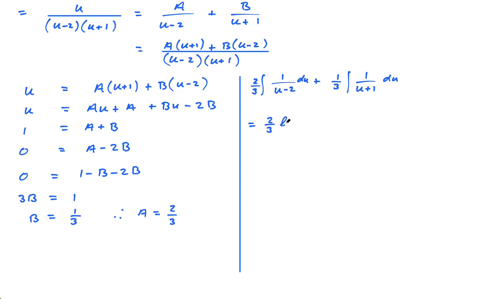Now the integral of this is ln of mod u minus 2 plus 1/3 ln mod u plus 1. There we go, that's the integral. But I need to finish, because remember, u equals sine x from the very beginning, and we have to write it in terms of x. Therefore, the integral equals 2/3 ln of sine x minus 2 plus 1/3.